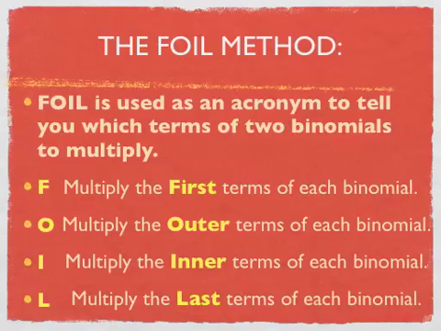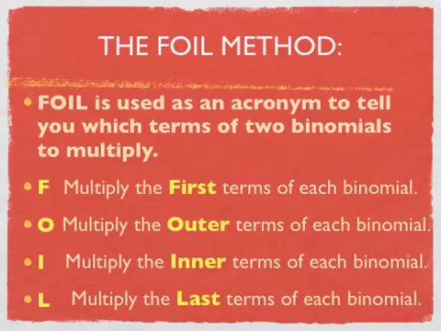I means to multiply the inner terms of each binomial, and that's going to mean your last term of your first binomial and your first term of your second binomial. They're going to be kind of in the middle. They're in different binomials, but they're the ones right next to each other, with the exception of the parentheses separating them. And then L stands for multiplying the last terms of each binomial.